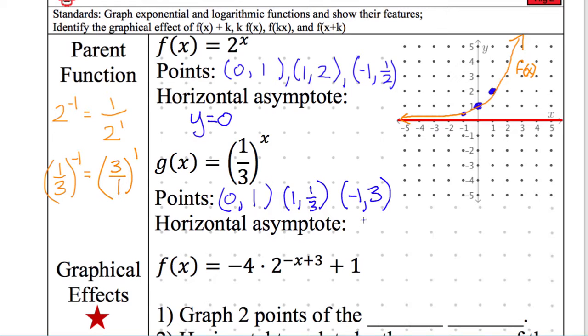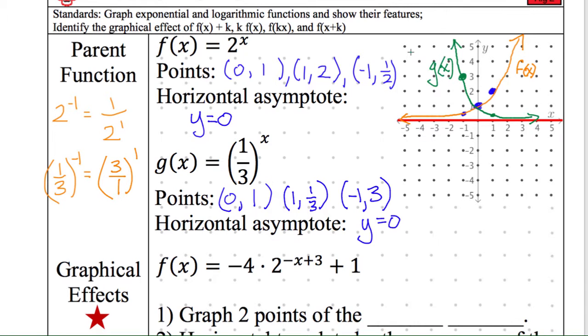It's going to be y = 0. Do your best graph of these points. So I'm going to make these points in green. So 0, 1 is that same point. 1, 1/3 is right about here. -1, 3 is right here. So my graph is going to look like this. It's going to come through this point, through this point, through this point, and it's going to get closer and closer and closer to that x-axis. And that is the graph of g of x.